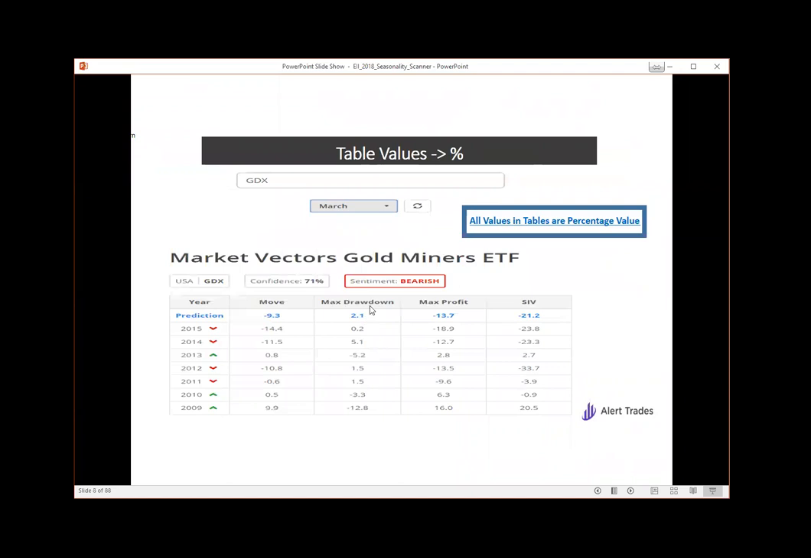The other thing I want to show you is that all the values in this table are percentages. So when you see that 2.1 in the max drawdown for the prediction, that's 2.1%. So all the values in the table are percentage values. Some people think they're just numbers, how many point movements and stuff like that. No, when you deal with seasonality, you have to deal with percentages, and that's kind of what we're doing here.